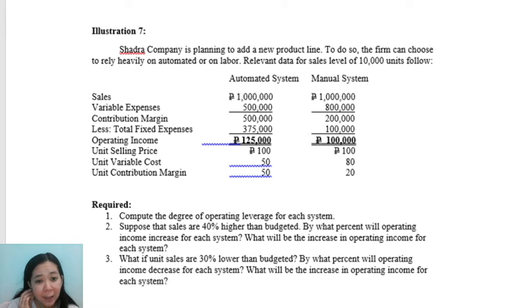So for our requirement, number one, we will compute the degree of operating leverage for each system. Number two, suppose that the sales are 40% higher than budgeted. By what percent will operating income increase for each system? So what will be the increase in operating income for each system? And number three, what if unit sales are 30% lower than the budgeted? So what will happen with our operating income? And what will be the change in operating income for each system?